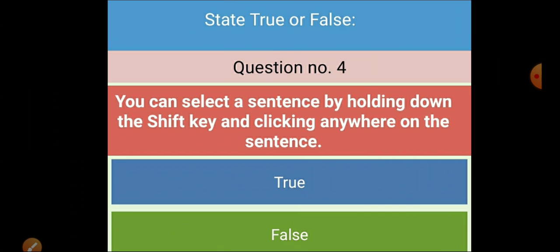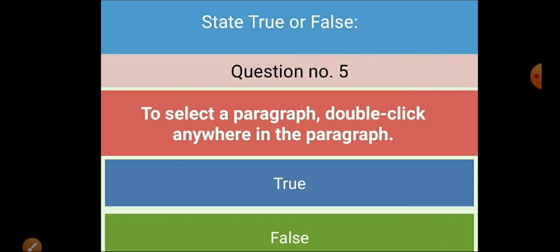You can select a sentence by holding down the Shift key and clicking anywhere in the sentence. False. When we click on the Shift key, we have to click on the last word of the document. To select a paragraph, double click anywhere in the paragraph. No, we have to click 4 times. Then we can select the paragraph.